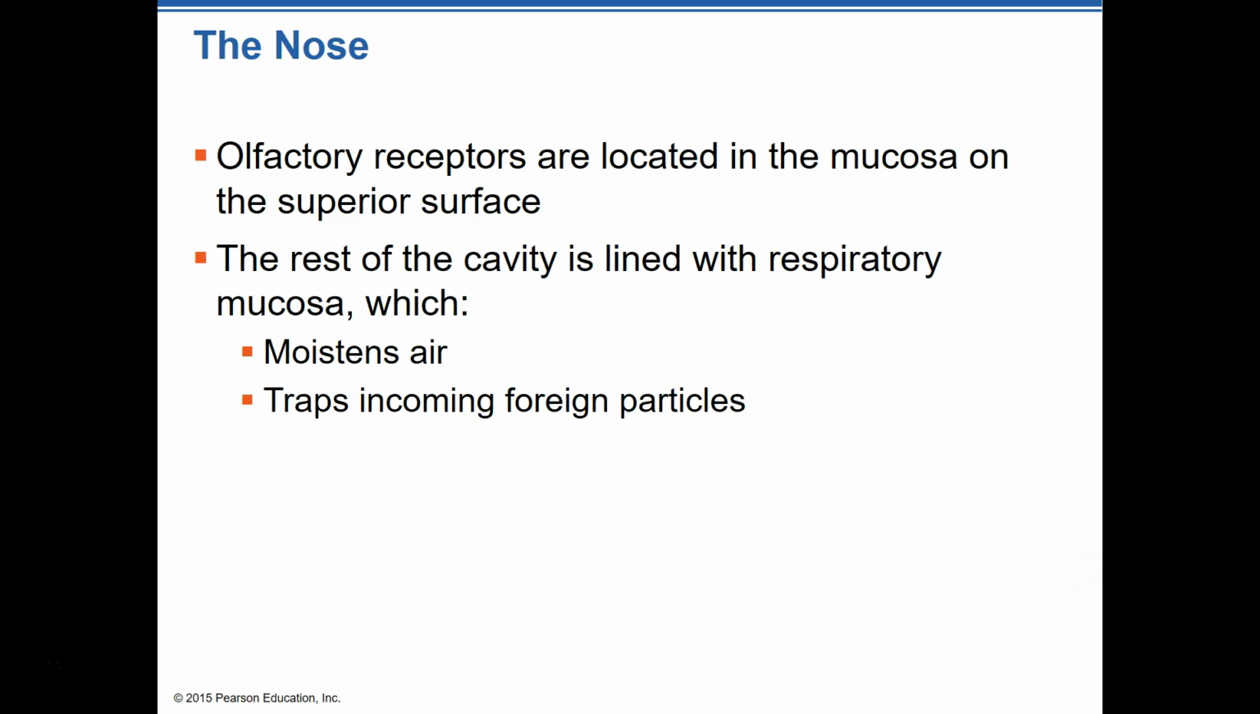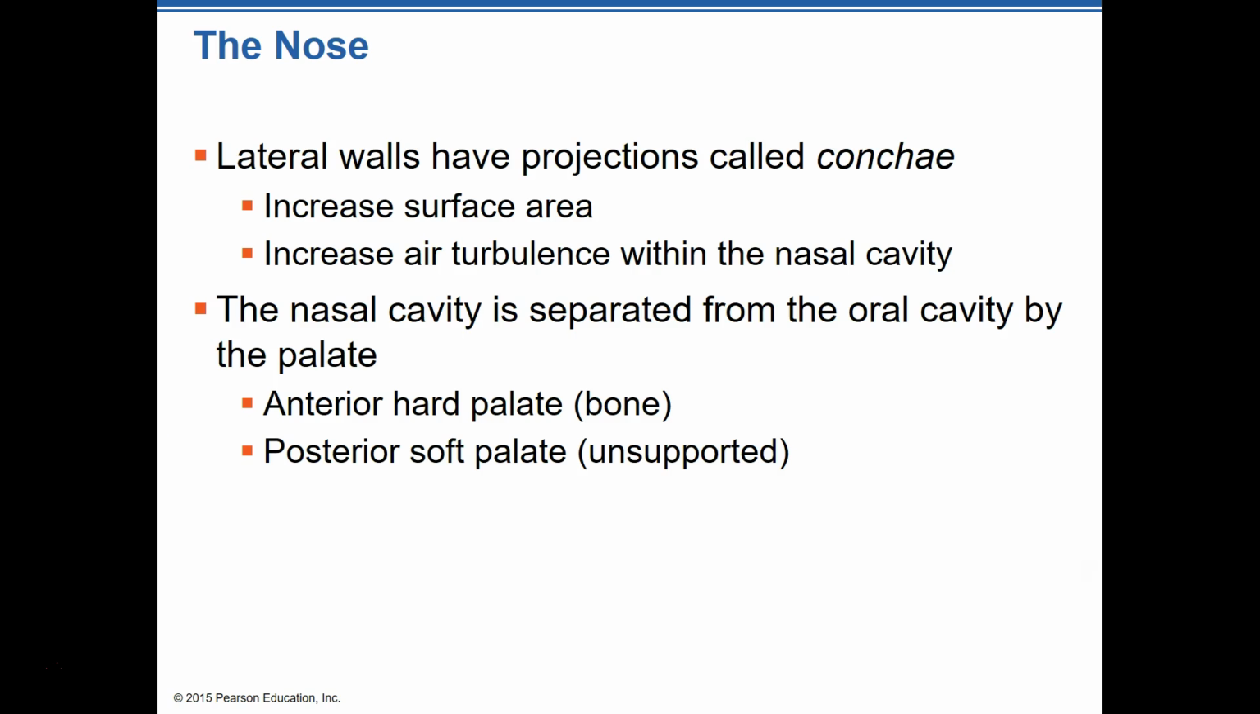The rest of the cavity has some mucosa in there too. The rest of it's lined with mucosa. It's designed to moisten the air and trap incoming foreign particles. We primarily breathe through our nose most of the time. And this is especially true with newborns and infants. They are primary nose breathers. It is the primary way that we breathe typically, unless it's allergy season, and then we're all mouth breathers. But basically, for the most part, we breathe through our nose for those reasons, because it is part of our body defense system.